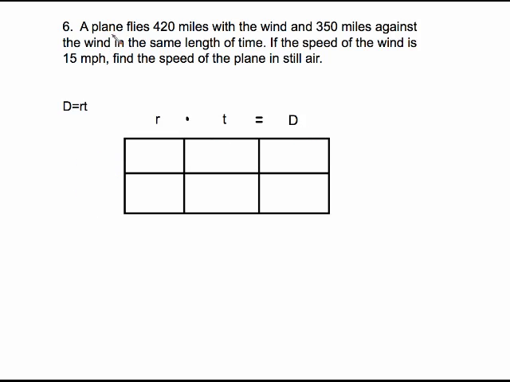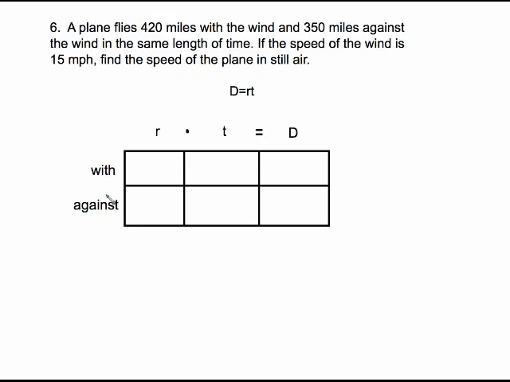Well, this plane is flying 420 miles with the wind and 350 miles against the wind. So my labels are just going to be with and against. So now go through the problem and pick out these numbers that you can put into the chart.